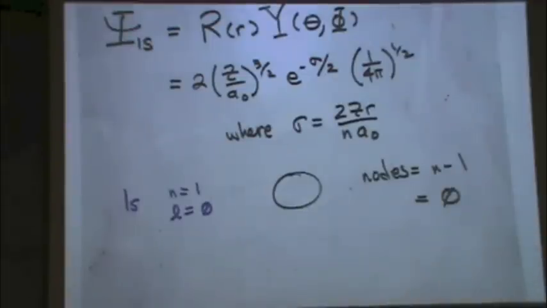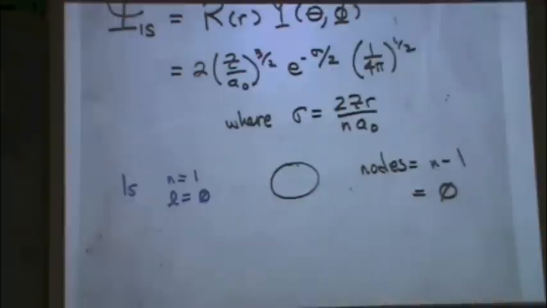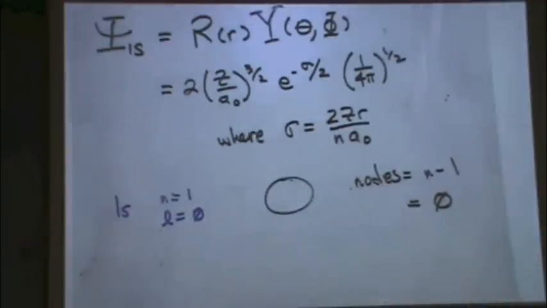Zero. N minus one, one minus one would be zero nodes. Okay? So this is the beauty of quantum numbers. If I know the name of the wave function, in this case 1s, and I know L specifically, I can just draw it. Easily, I don't have to use a calculator or some mathematical program to be able to draw it, at least for the purposes of our class.